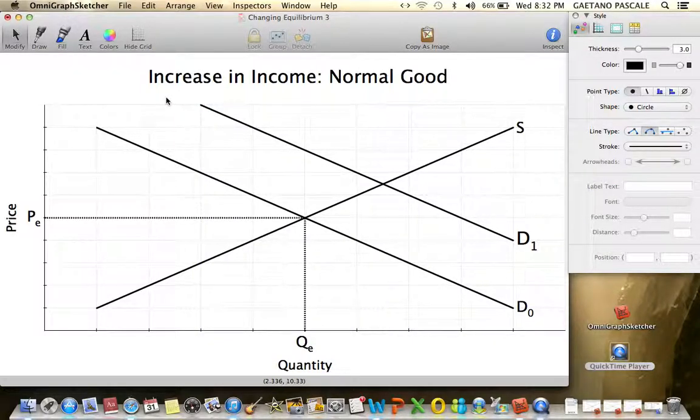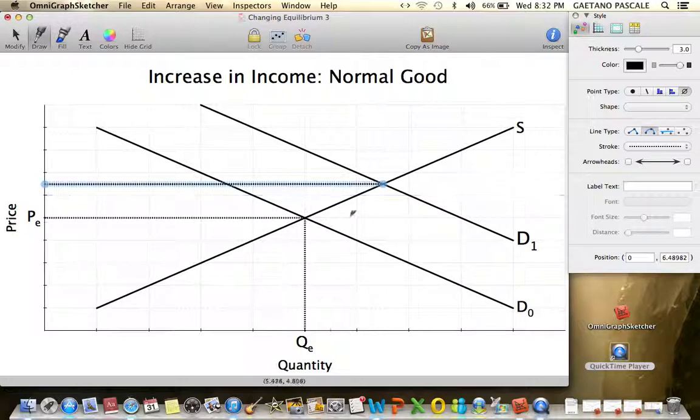So where is the new equilibrium? The new equilibrium occurs where the new demand curve, D1, and let me group those two together, where D1 intersects the original supply curve. So this point right here gives me the new equilibrium. Let me draw in some dotted lines here to indicate that. So here is the new price, and here is the new quantity.